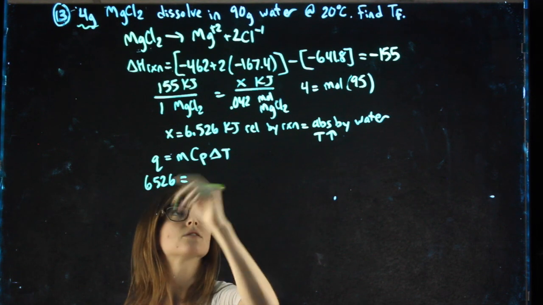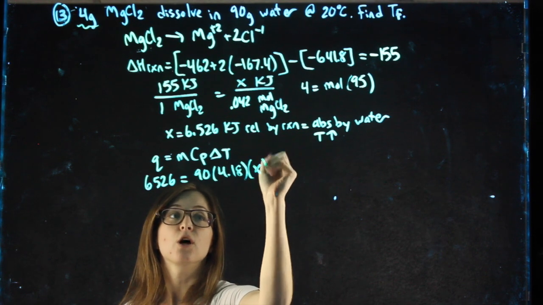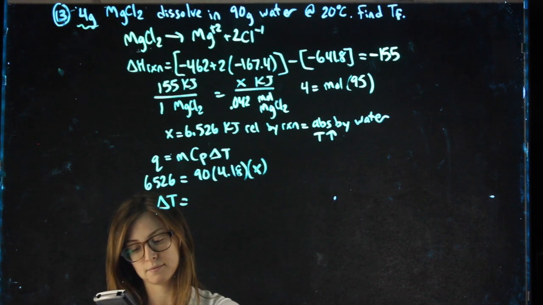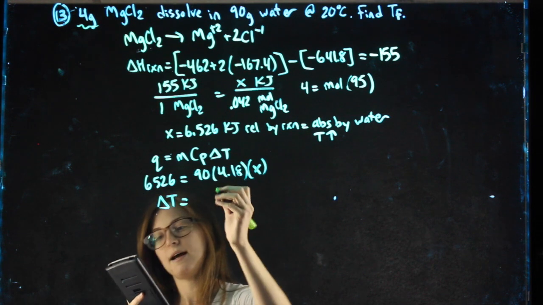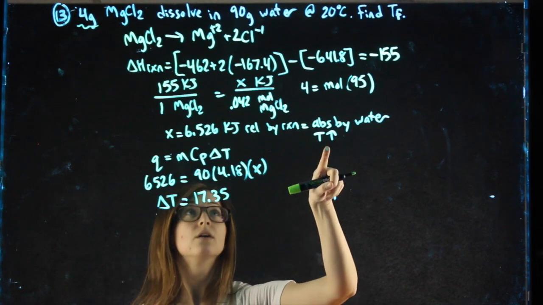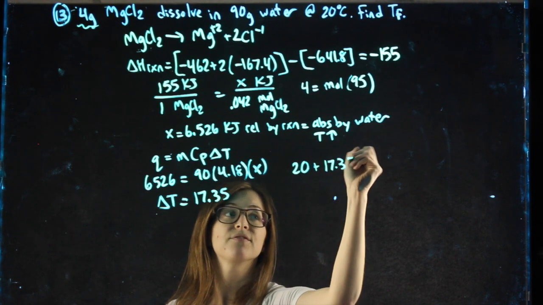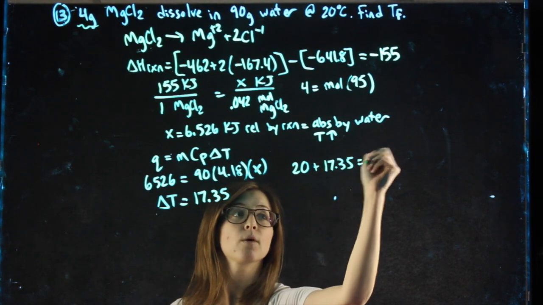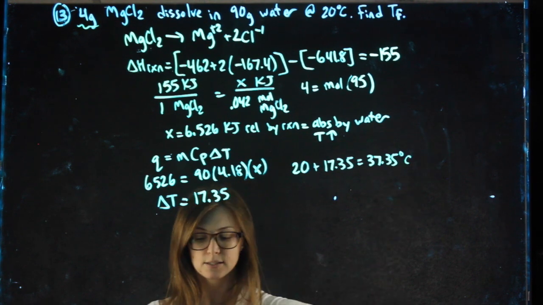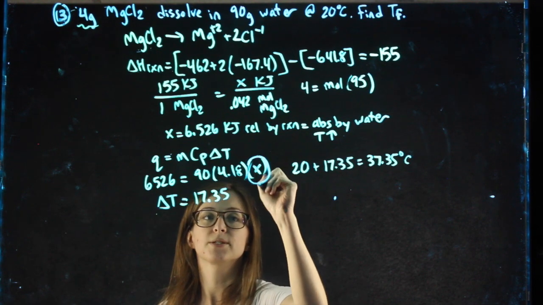6,526 are my joules. Mass of water, Cp of water, solve for delta T. I get a delta T of 17.35, warmer. So if the water started at 20, it's going to change by 17.35. I'm adding because it's getting warmer, 37.35 degrees Celsius.